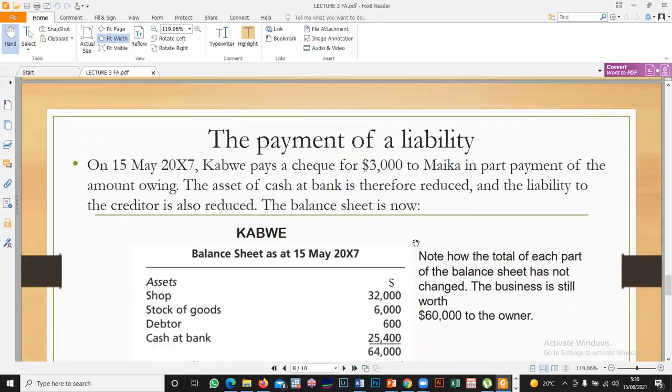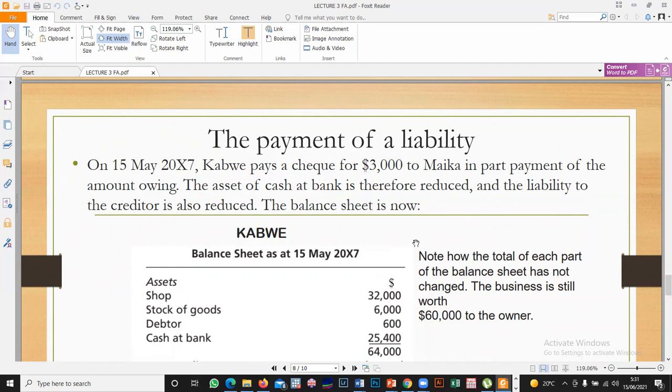Now let's look at another case of liability. Fifteen days later, Kabwe pays a check for $3,000 to Micah. He said, I'm owing this Micah guy, let me give them some money. And Kabwe pays $3,000 to Micah. Now meaning that they are reducing the credit to how much? 4,000, out of that seven. They are paying that amount they are owing.